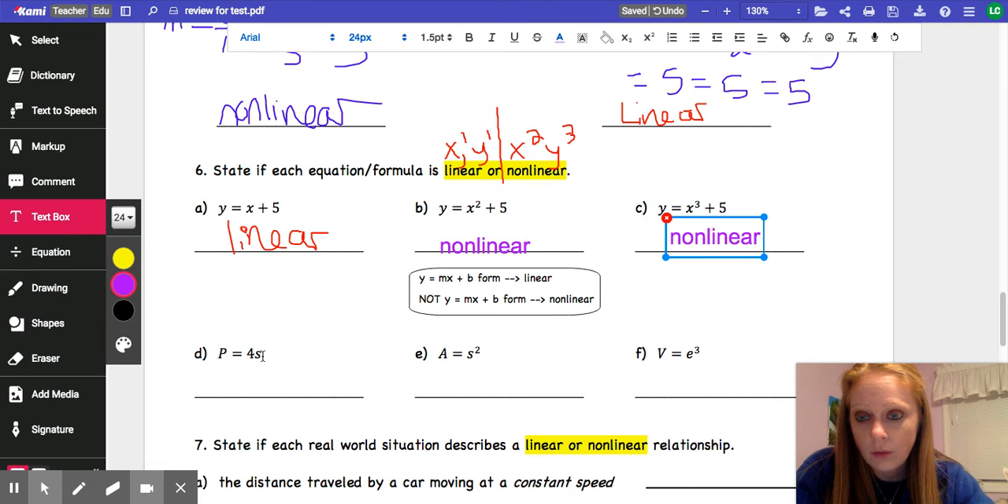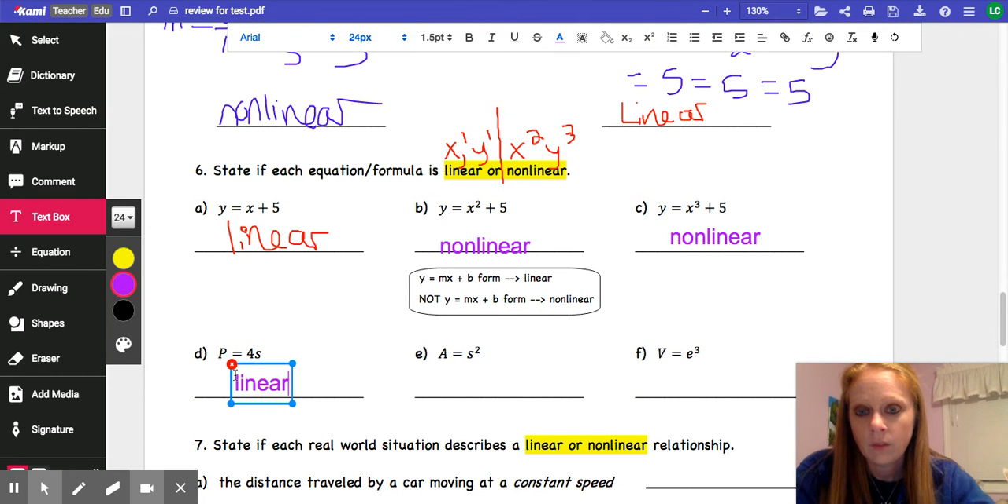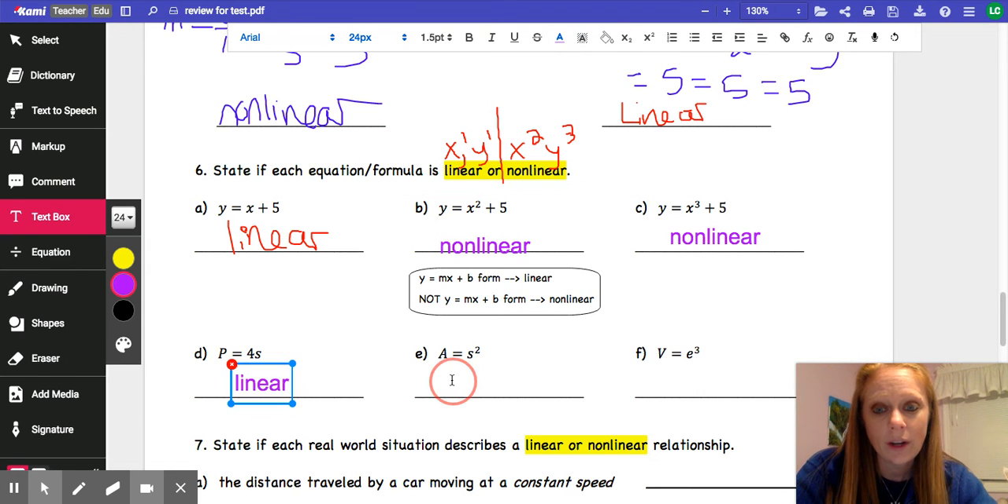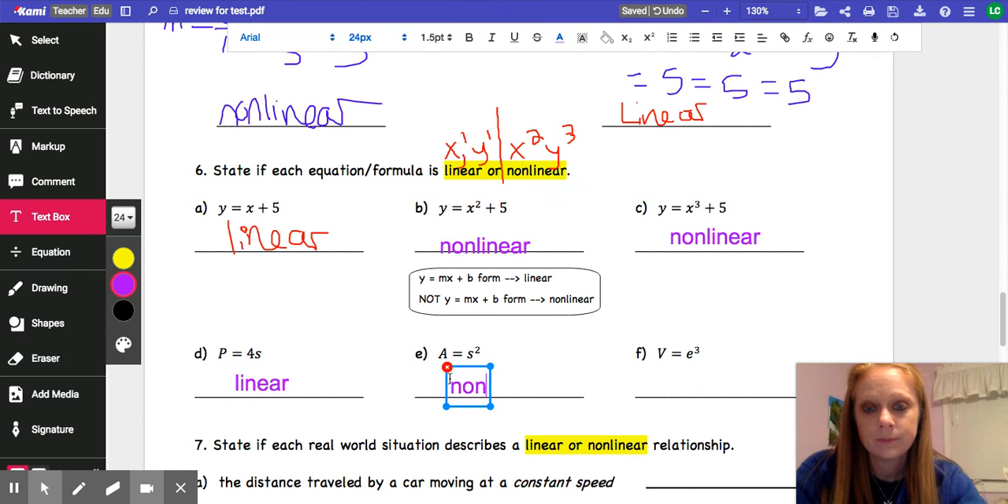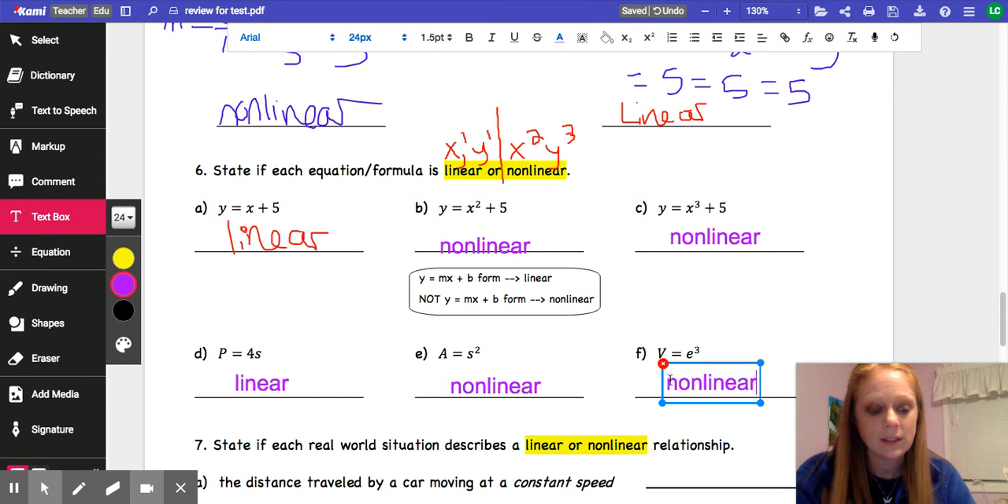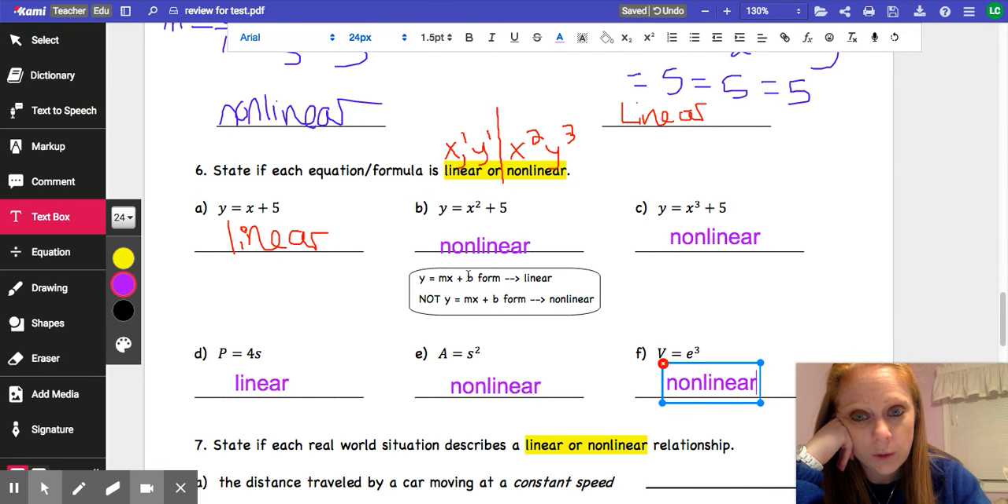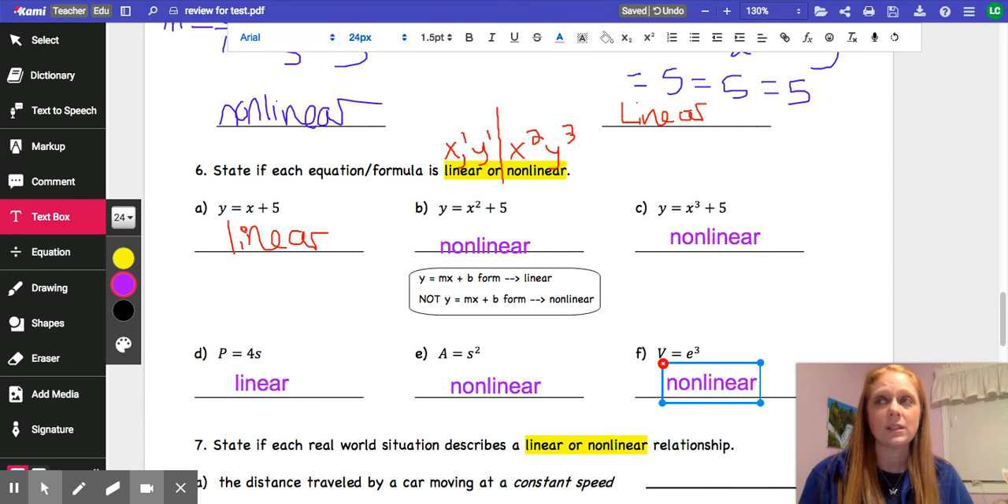Okay, so let's look at these formulas. Exponents of 1, the P has an invisible 1, the S has an invisible 1, so this is linear. A equals F squared, that has a squared, so that's nonlinear. And F is e to the cubed, e to the third. We can't have an exponent of a 3. That makes it nonlinear. Okay, so if it's written in the form y equals mx plus b, it's linear. If it's not y equals mx plus b, because there's exponents of like 2 or 3, it's nonlinear.